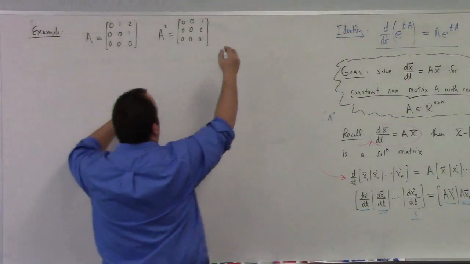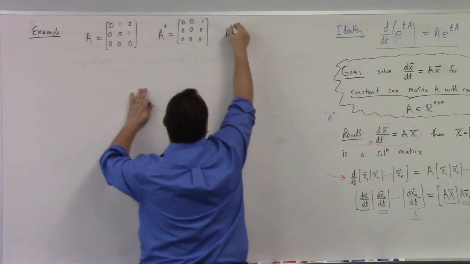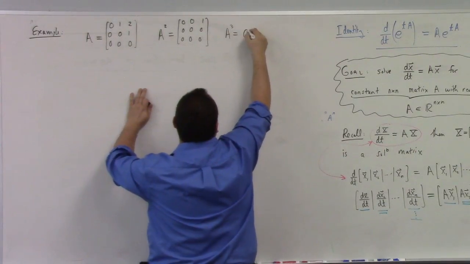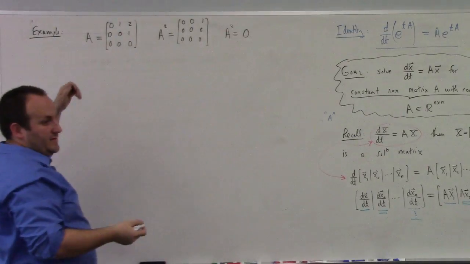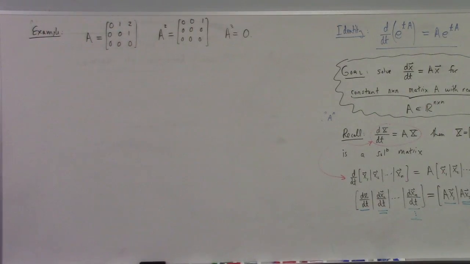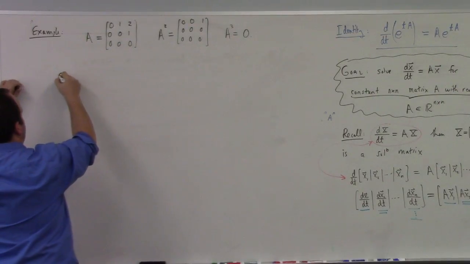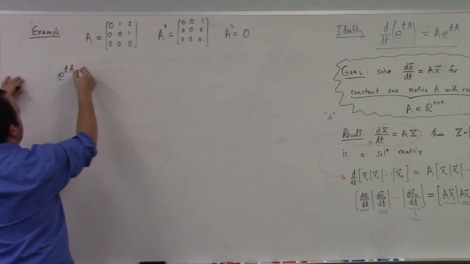Yeah. What's a cubed? It's just 0. All right. So this matrix is nilpotent of order 3, as it happens. So I can actually calculate e to the tA for this directly.